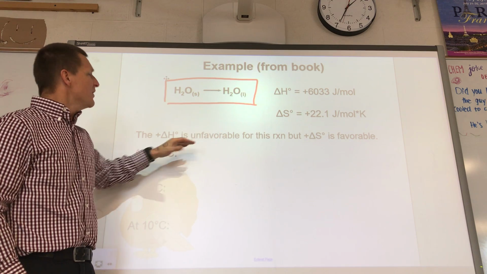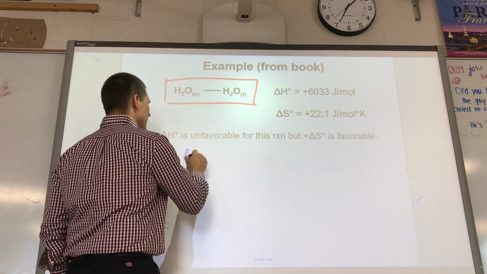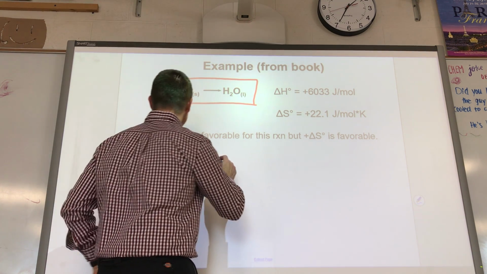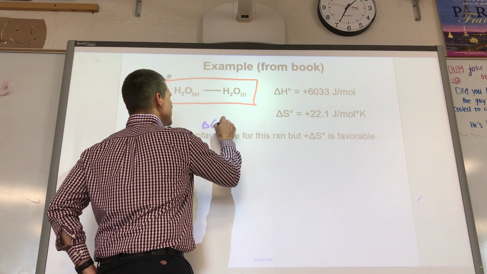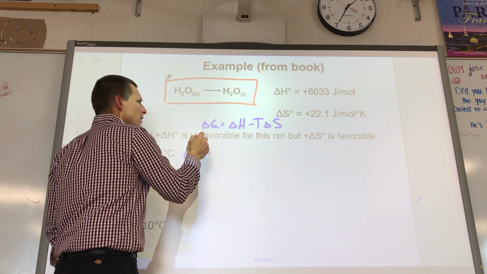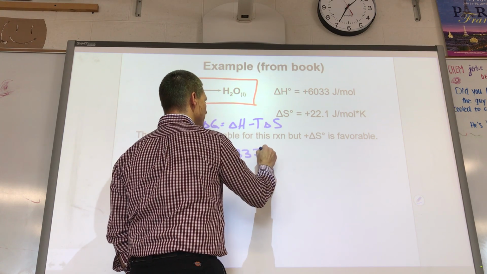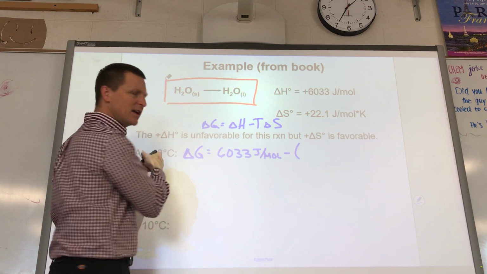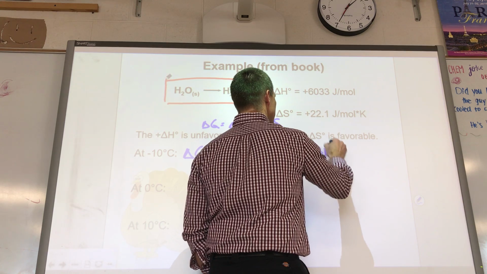So anyway, this is not going to happen. Well, if we calculate the delta G of this, anybody have a calculator handy? Human calculator. All right. We know that delta G equals delta H minus T delta S. The delta H is given to us: 6,033 joules per mole, minus the temperature, which is negative 10 degrees. Got to change it to Kelvin: 263 Kelvin, times 22.1, which is 5,812.